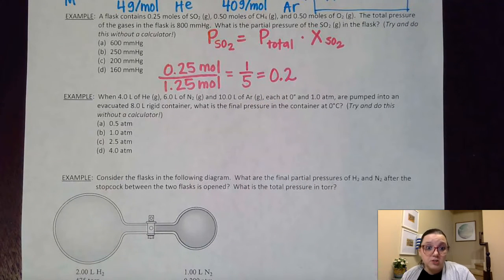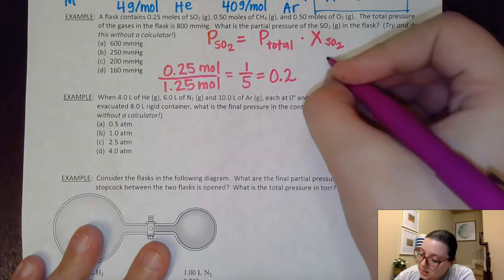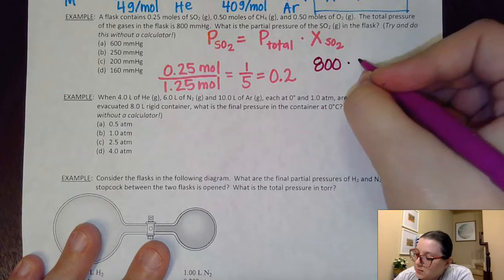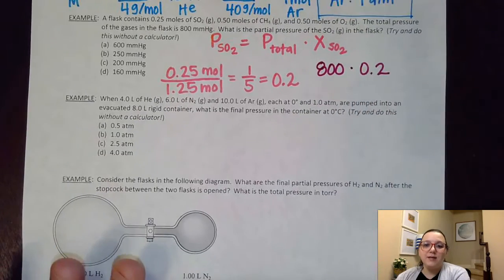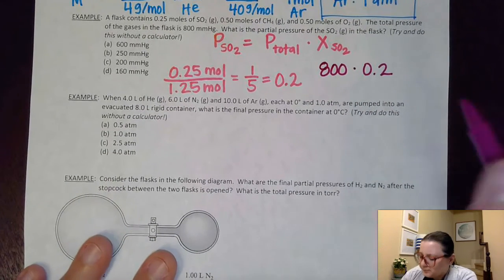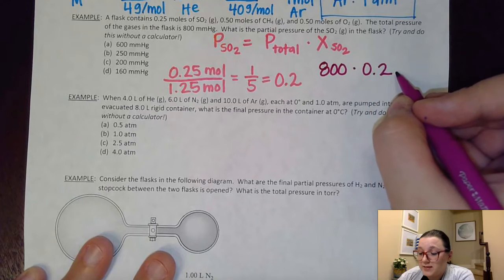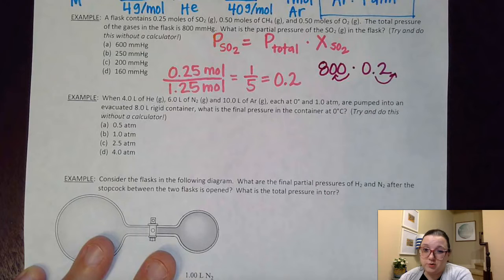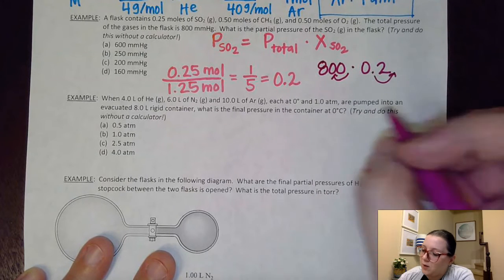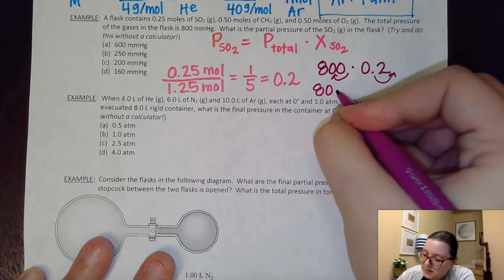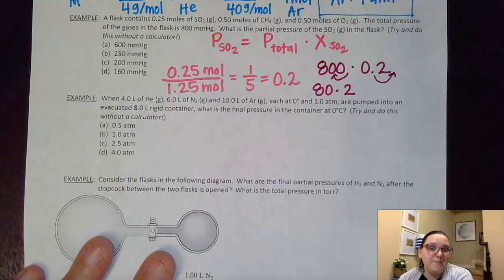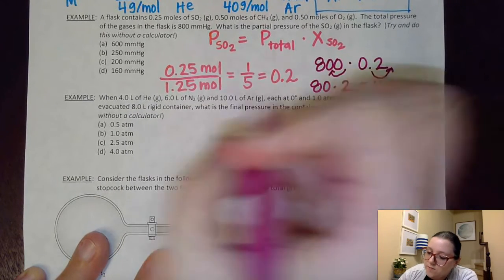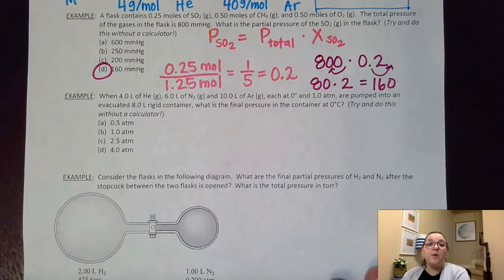So now to finish this calculation, I would take my 800 millimeters of mercury and multiply that by the 0.2. Now again, thinking mental math here, if I move this decimal over 1 place, I would have to move this decimal back 1 place in order to accommodate for that. And you're thinking, why on earth would she do that? Well, that gives me 80 times 2. And as you can see, that makes the mental math a whole lot easier. And so then that would give me 160 for my value of my partial pressure.